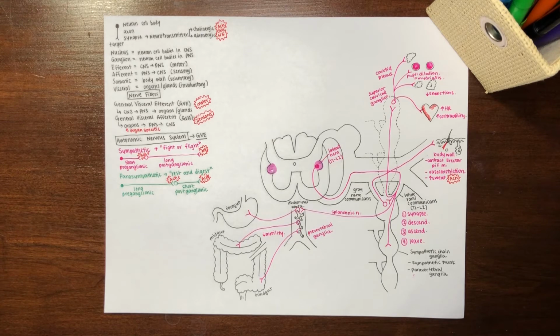Now we will move on to drawing the other division of the autonomic nervous system. When we want to draw out the parasympathetic division of the ANS, we need to start by drawing the brainstem.